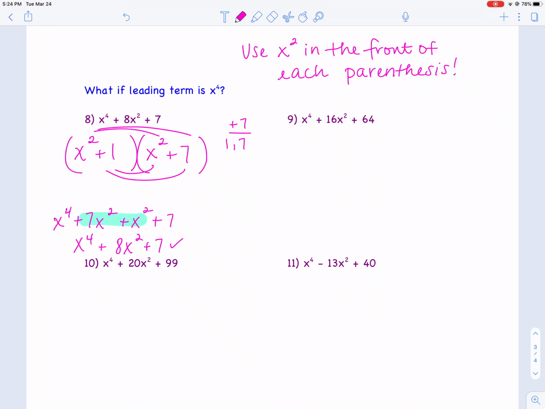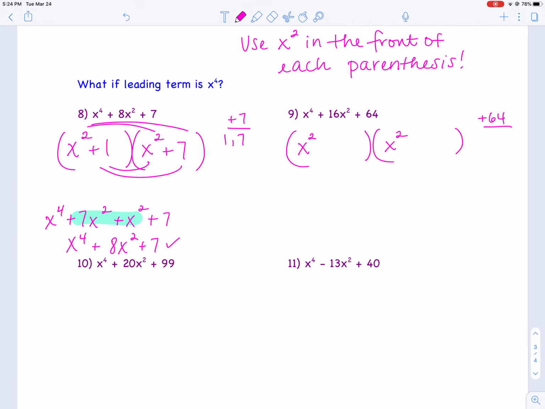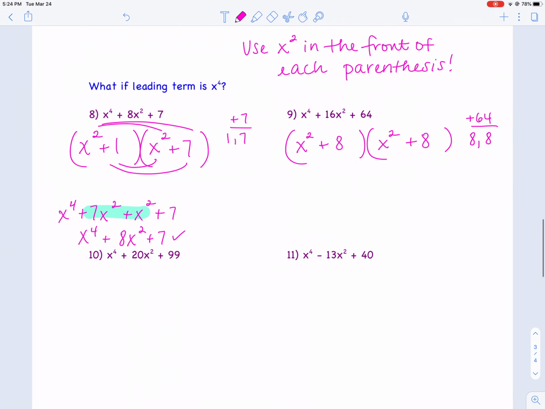Okay, so let me try number 9. Again, open up two sets of parentheses. You have a basic trinomial. Your first term is x to the 4th, so instead of an x and an x, it's going to be an x squared and an x squared. And can you name the two numbers that multiply to 64 that add to 16? It's an easy one, right? 8 and 8. Plus 8, plus 8. 8 times 8 is 64. 8 plus 8 is 16.